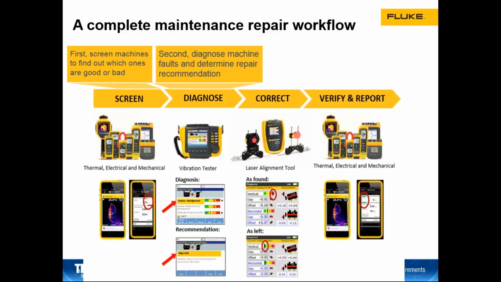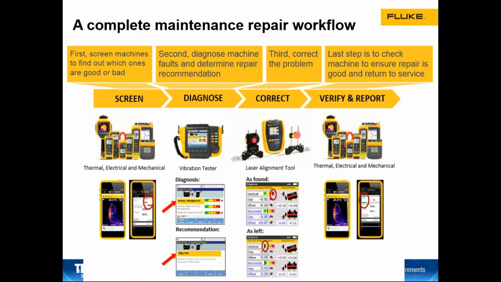Once we find out what the fault is and what to do to fix it, let's use some easy-to-use laser alignment tool, for example, to correct the problem. You don't have to be an expert to be able to use this tool. So using these simple tools that a technician can be trained on, we can screen our machines, we can then diagnose our machines, we can then correct the few machines that have problems, but then finally check our machines with the same tools, because before we put that machine back in service, we need to make sure it's working correctly.